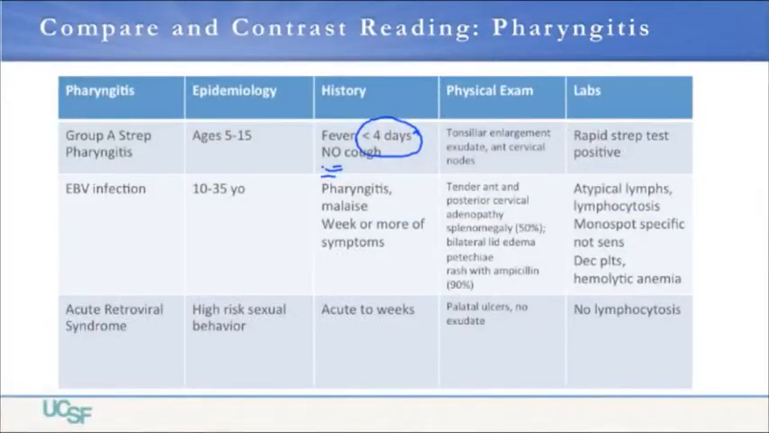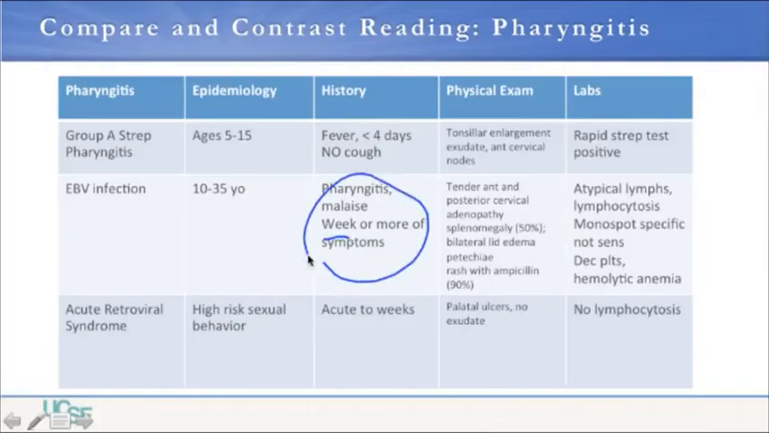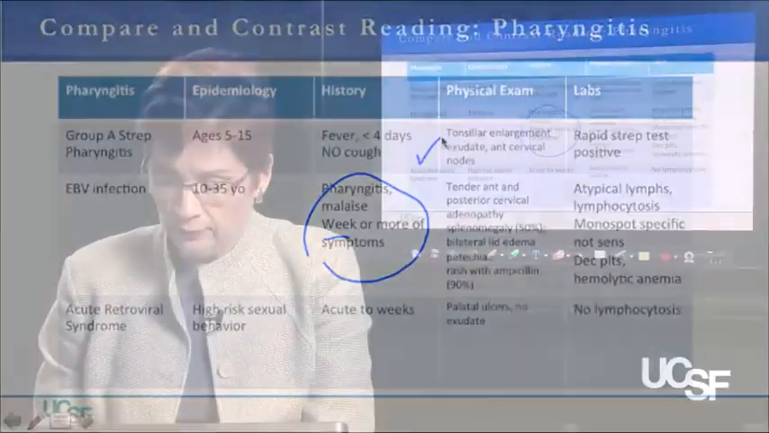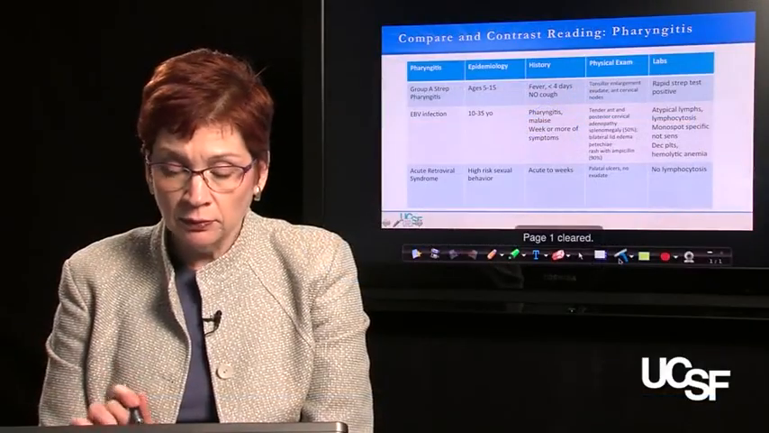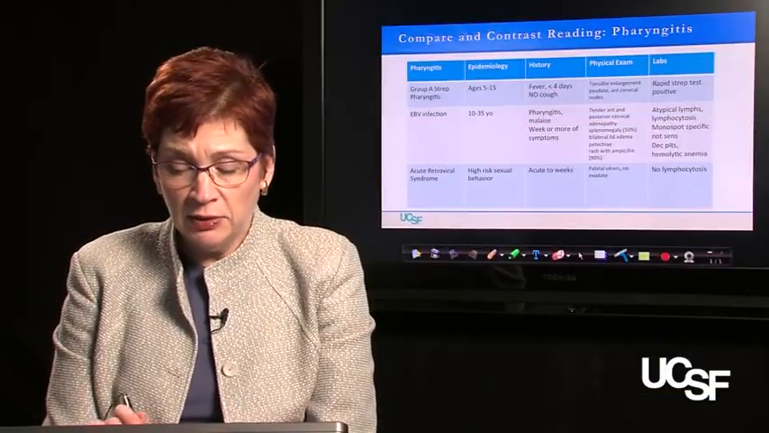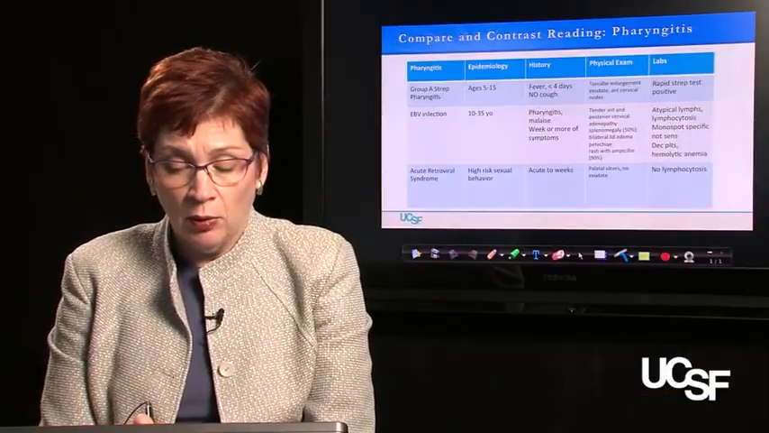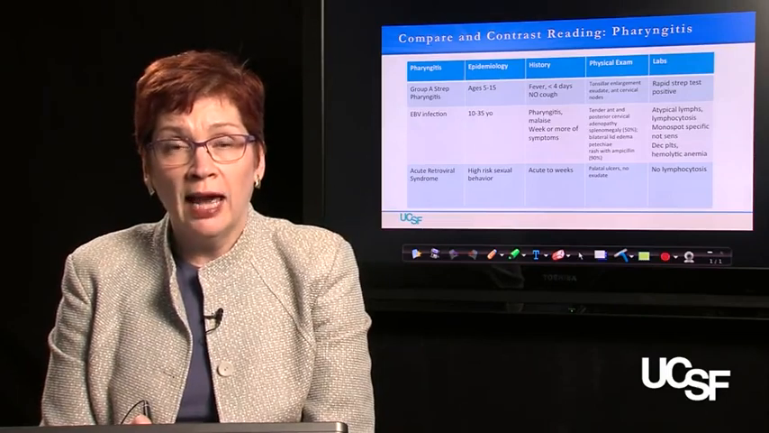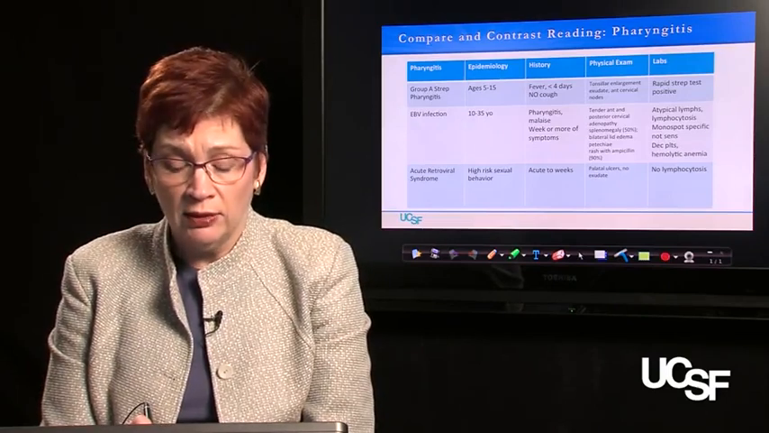Epstein-Barr virus infection, in contrast, can present acutely. It can present within a couple of days, but if the symptoms are present for more than a week, that's going to favor the diagnosis of Epstein-Barr infection rather than group A strep pharyngitis. And acute retroviral syndrome may happen acutely, but again, like Epstein-Barr virus syndrome, it is going to occur and last more commonly for weeks rather than for days.